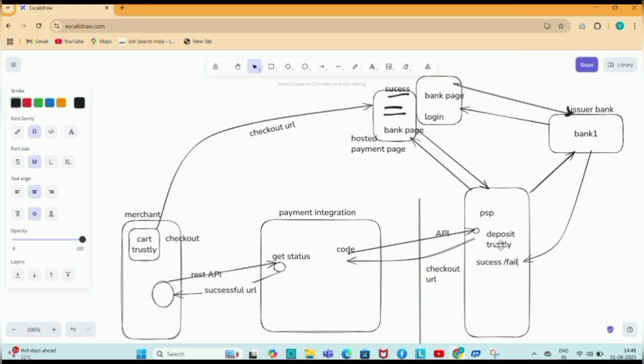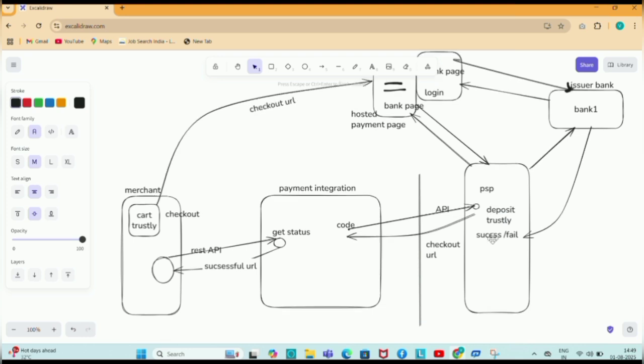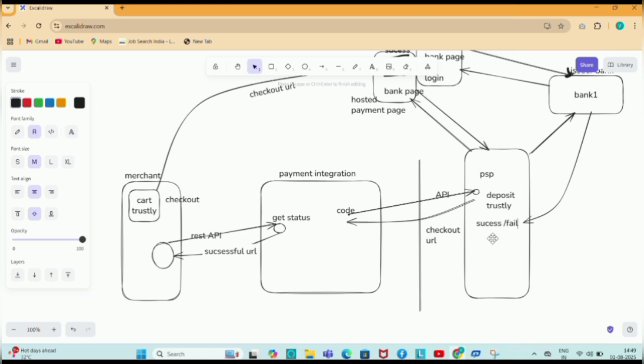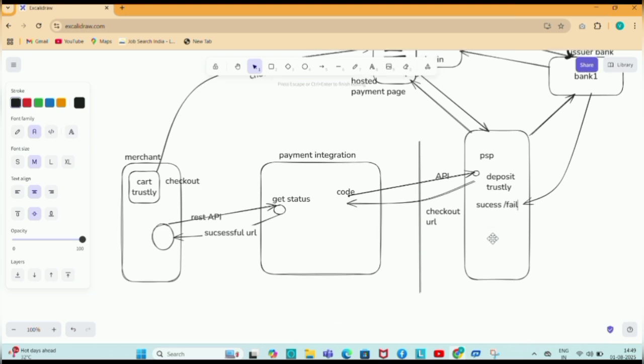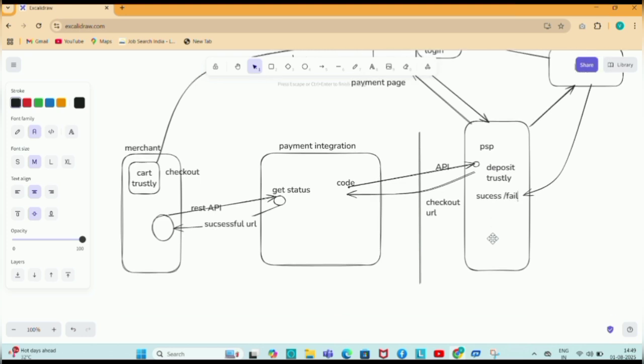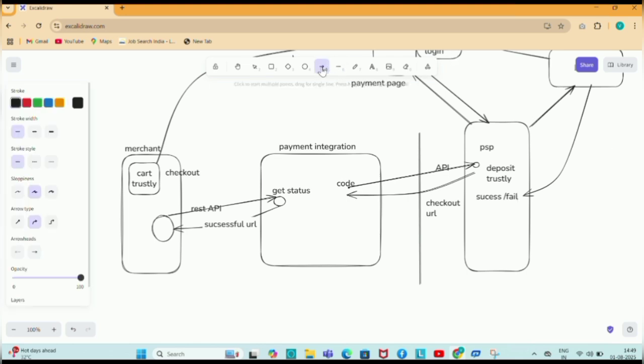Trustly also sends a notification to the payment integration system. So whenever the issuer bank sends a success or failure notification to Trustly, Trustly also sends the notification to the payment integration system. And that will update in MySQL.